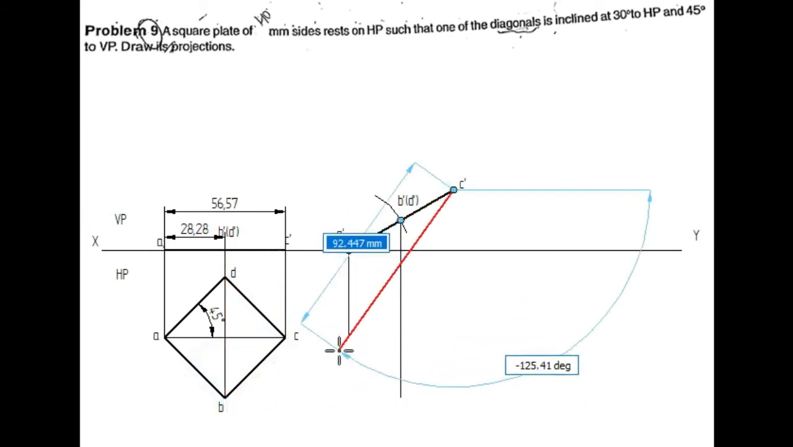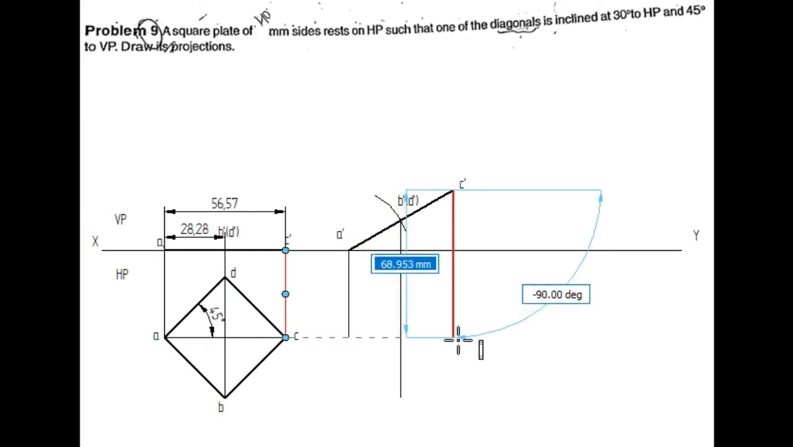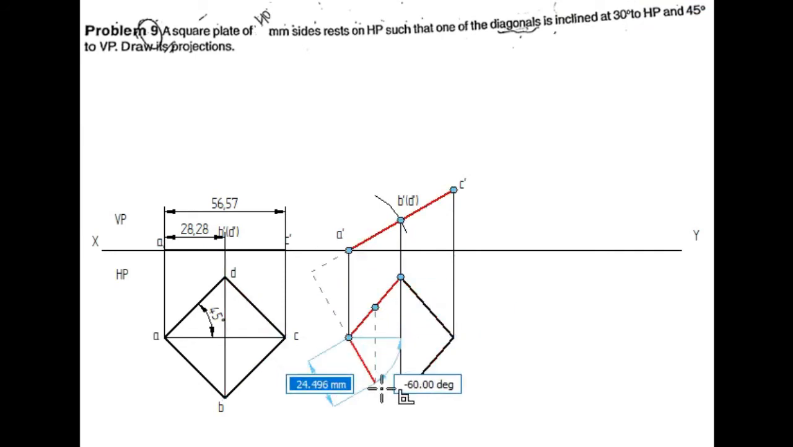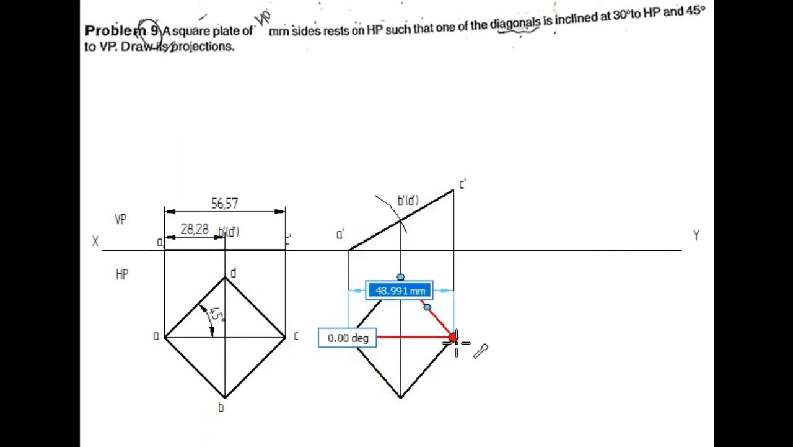Next, from C dash to C. So I got all the corner points. Now I will use the visible line and I will join the points from B to C, C to D, D to A and A to B. Next I will draw a median line here from here to here.